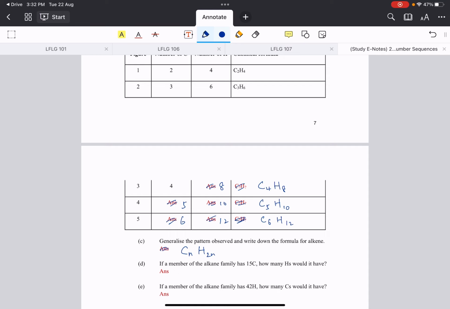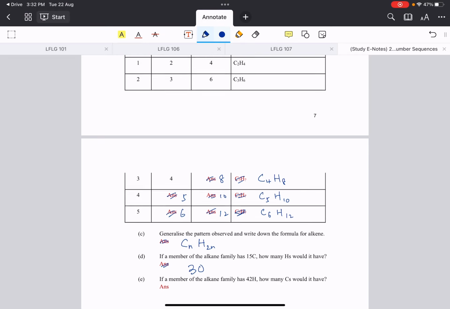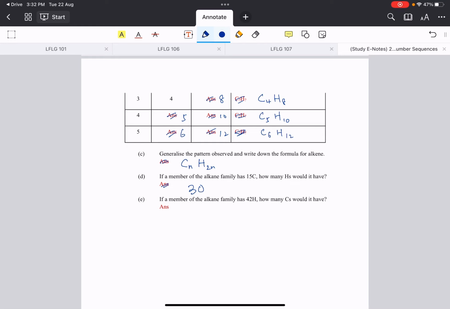So if a member of the alkane family has 15 carbon, how many hydrogen will it have? So from here, we know that the number of hydrogen is 2 times more. Therefore, the answer is 30. And if a member of the alkane has 42 hydrogen, how many carbons? So it's half of it, 21.